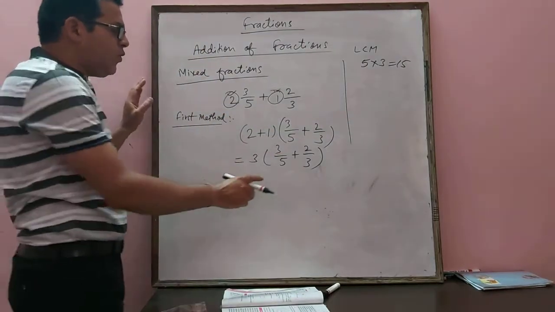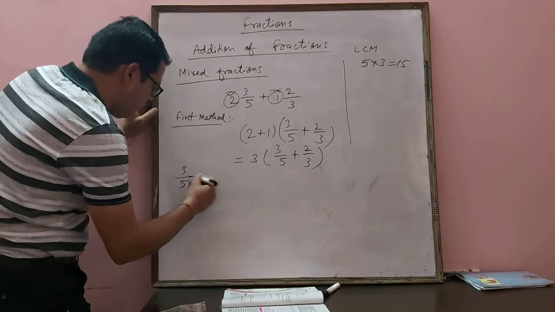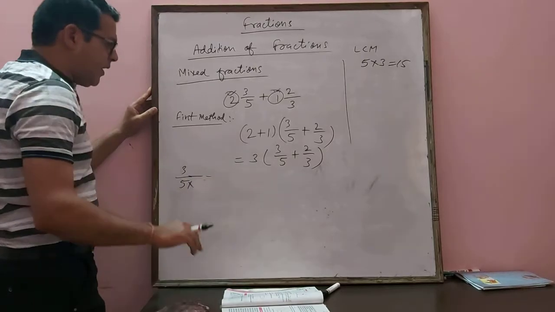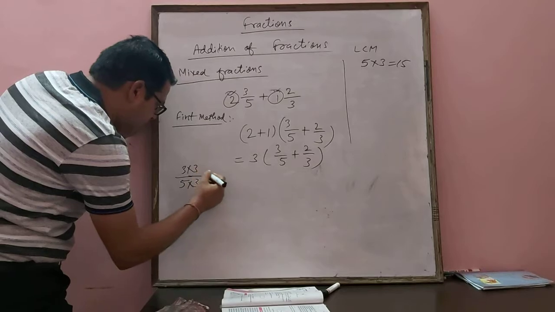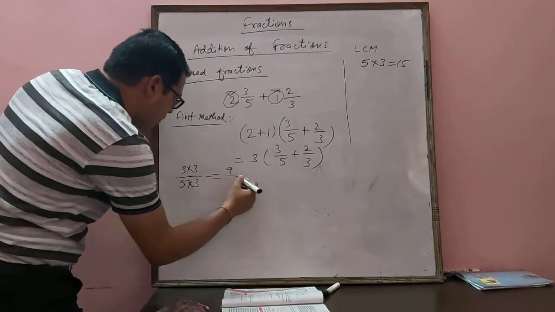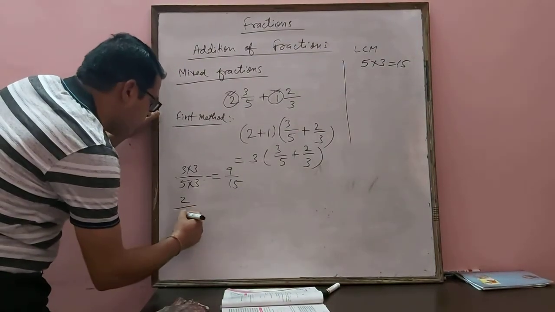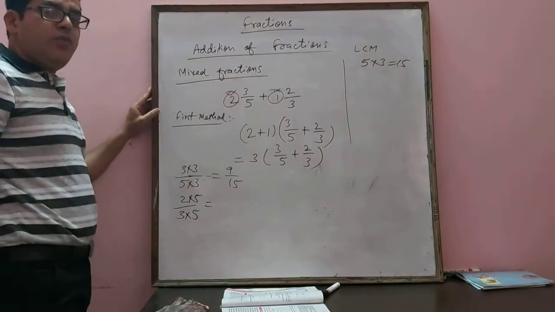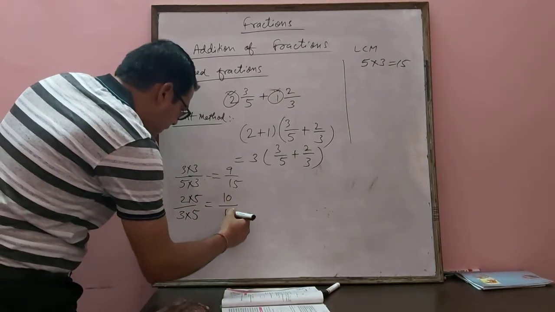It means we need to convert this 3 by 5 into 15. Sorry, we need to convert this denominator into 15. How? If you multiply both sides by 3, right? So 3 times 3 is 9, 9 upon 15 we have. And the other fraction is 2 by 3. If you multiply 3 by 5, then only we have 15. So 10 by 15 we can write it.